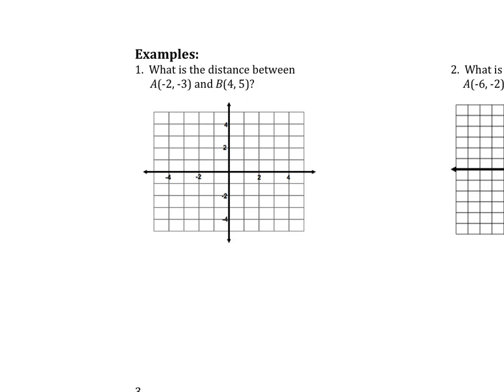Let's take a look at another example. Here, we're just given a coordinate grid and we're given 2 points. So let's plot those 2 points first. A is at -2, -3. So there's A. B is at 4, 5. So B is all the way up here.